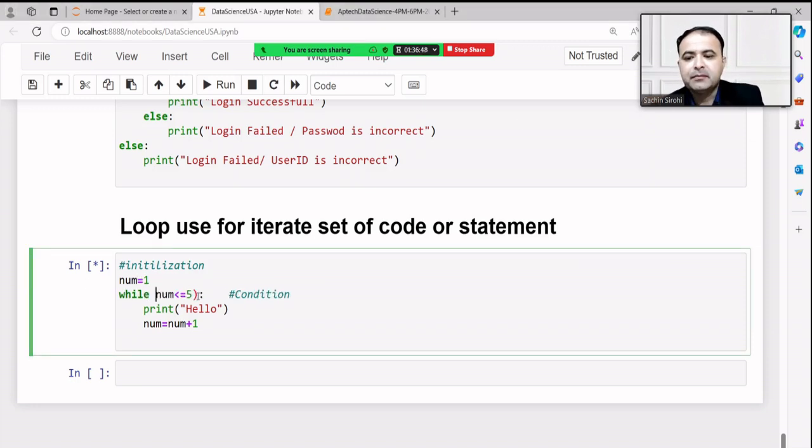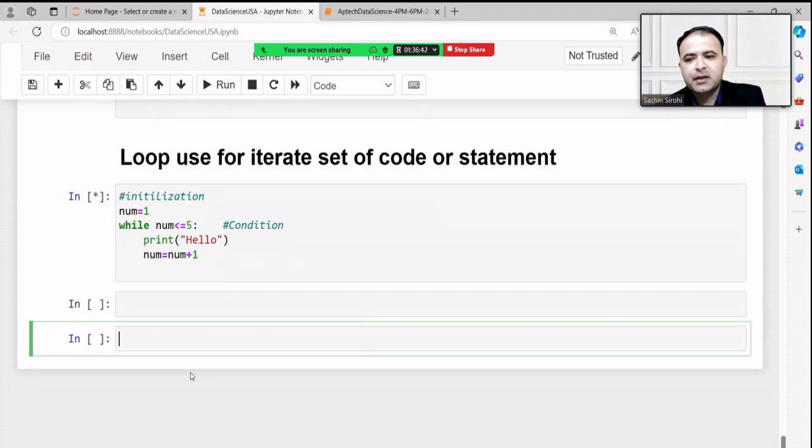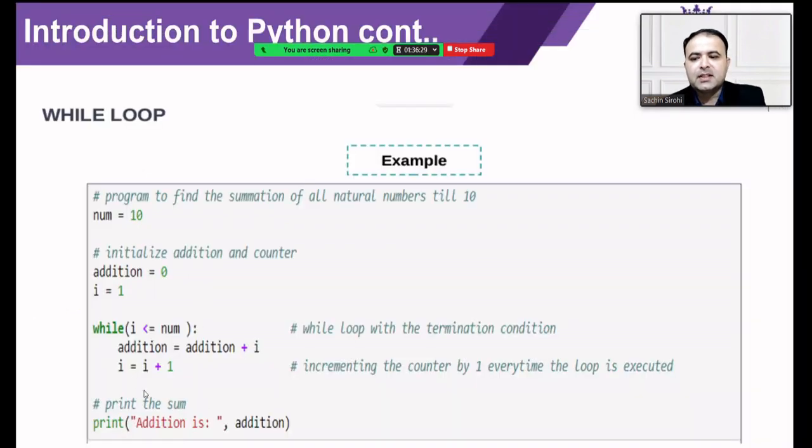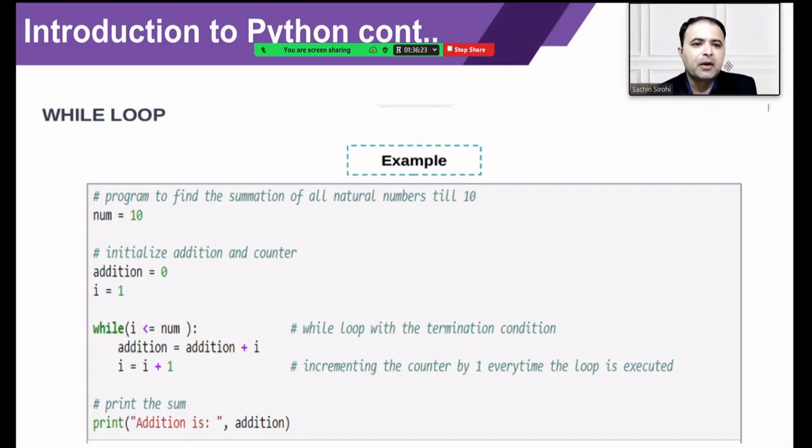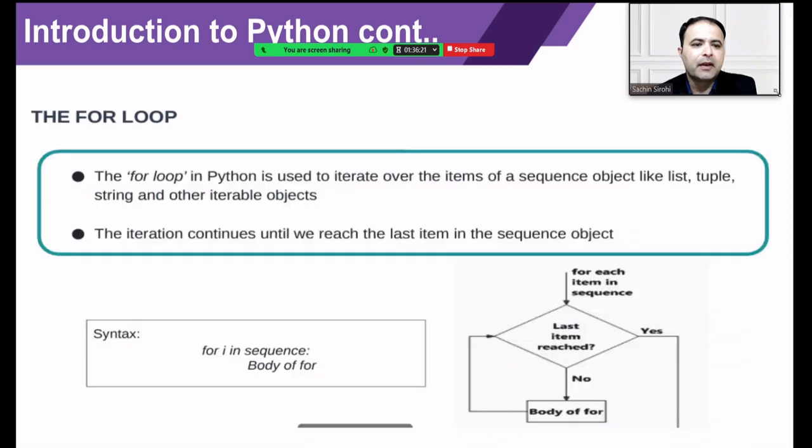It is taking time. Okay, so I'm just waiting. When the process is completed, it will print the value 5 times. So this is the working of the while loop, basically to iterate a particular logic, to iterate a particular piece of work 4 times or 5 times.